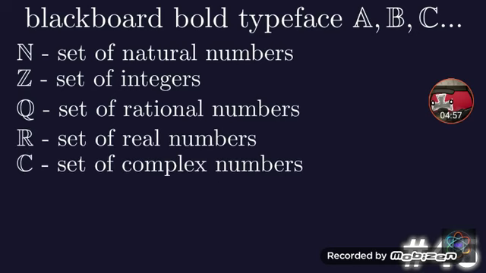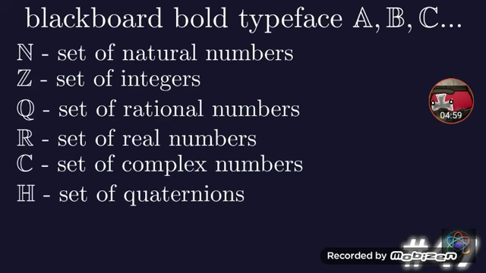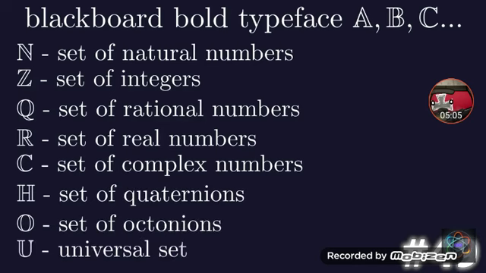C denotes the set of complex numbers. H denotes the set of quaternions. O denotes the set of octonions. U denotes the universal set, which is a set that contains all possible values.